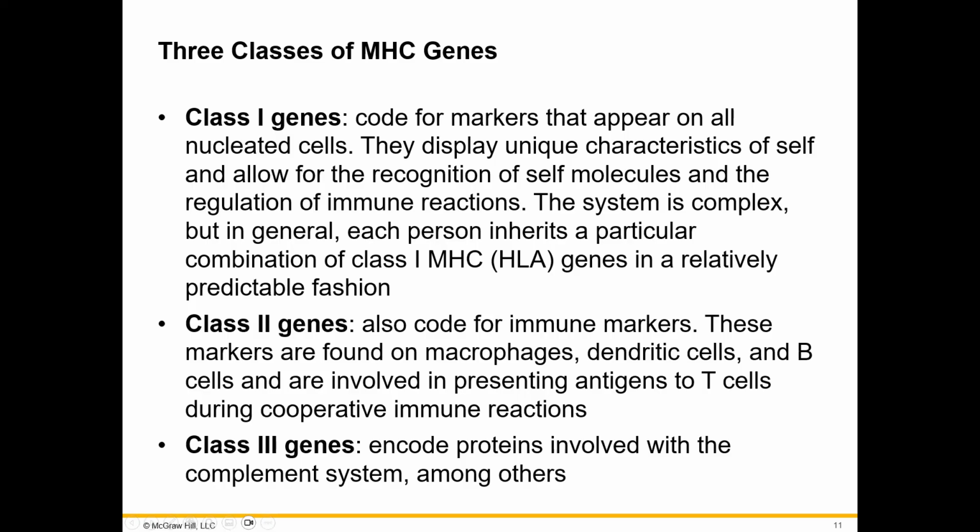And this is pretty predictable. Now, class 2 MHC genes also code for immune markers. They are found in macrophages, dendritic cells, and B cells, and they are going to be involved in presenting antigens to T cells during cooperative immune reactions. Your class 3 MHC genes encode proteins that are involved with the complement system, amongst other things. And we will be going over the complement system a bit more.